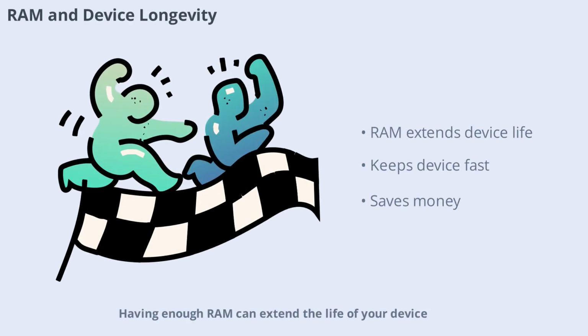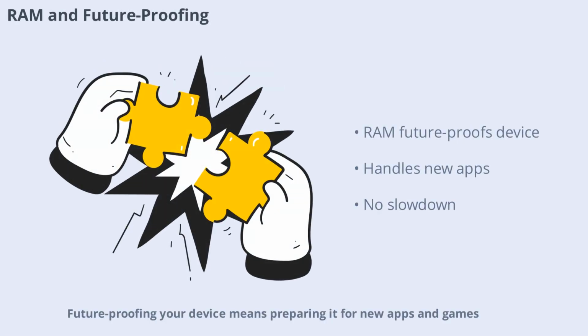Having enough RAM can extend the life of your device. As apps and games become more demanding, your device needs more RAM to keep up. Upgrading RAM can help your device stay fast and reliable for years to come, saving you money and frustration. Future-proofing your device means preparing it for new apps and games. As technology advances, software becomes more demanding. Having enough RAM ensures your device can handle future updates and new releases without slowing down.